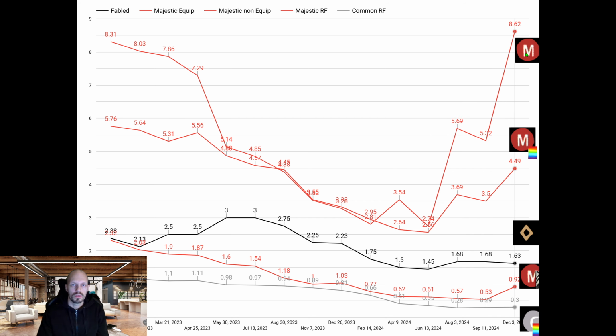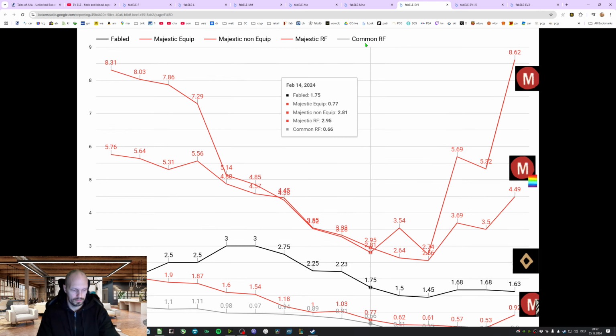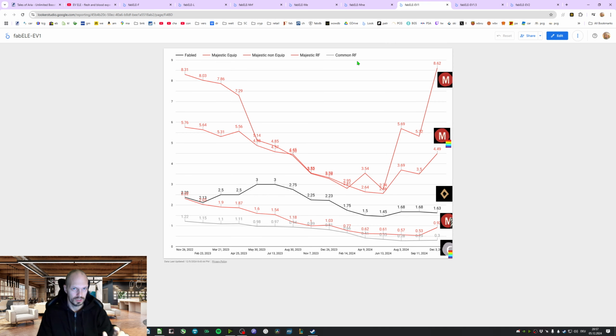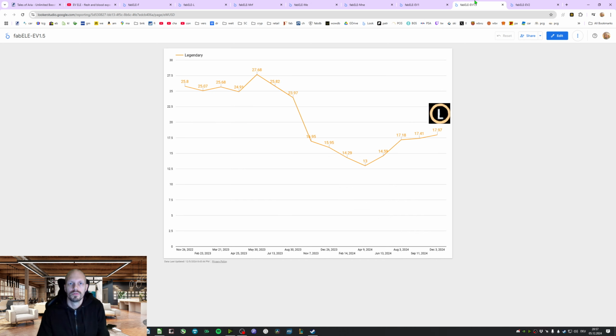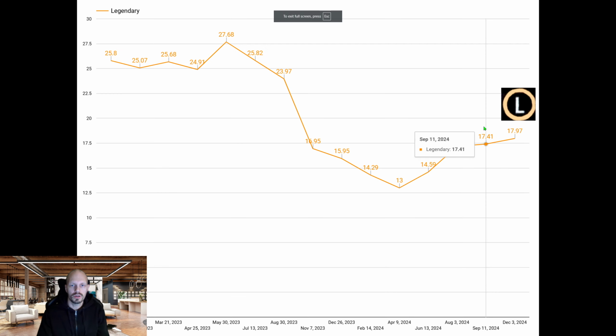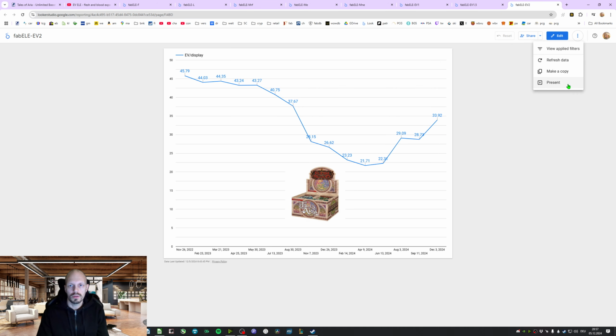1.5 years ago. And the Majestic Non Foils at 862. Highest price ever. Is this correct? 862 non equipment. Yeah, sure. Non foil, non equip. Legendaries also went up a bit to almost 18 per box. And then here's the EV.